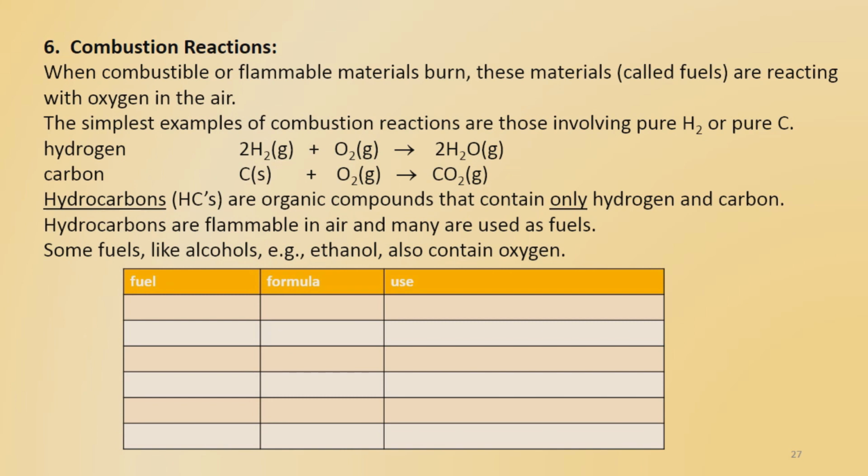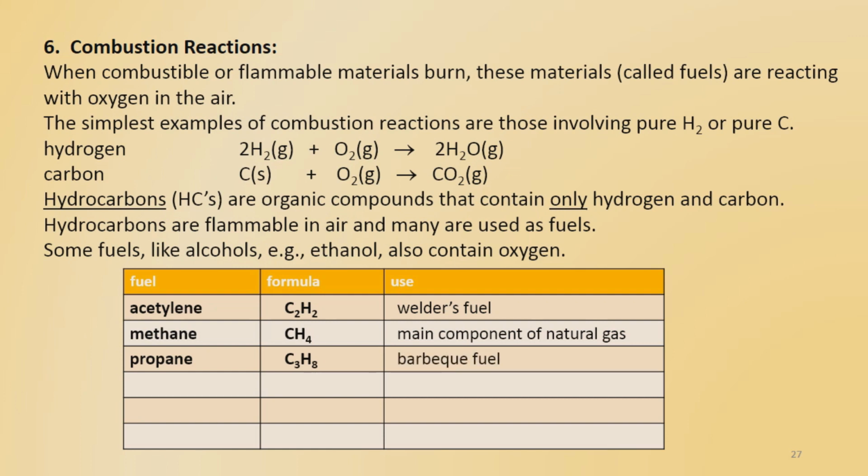Let's take a look at a few common fuels. Acetylene, C2H2, is commonly known as welder's fuel. Methane, CH4, is the simplest of hydrocarbons, and it is the main component of natural gas. Propane, C3H8, is known as barbecue fuel. Butane, C4H10, is cigarette lighter fuel. And octane, C8H18, is the main component of gasoline.